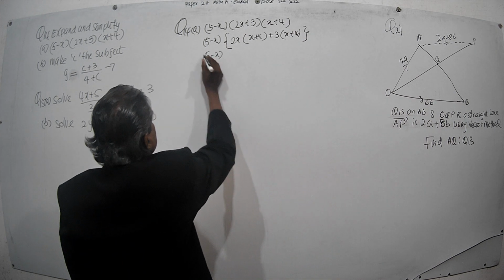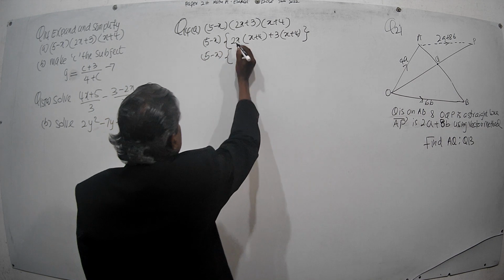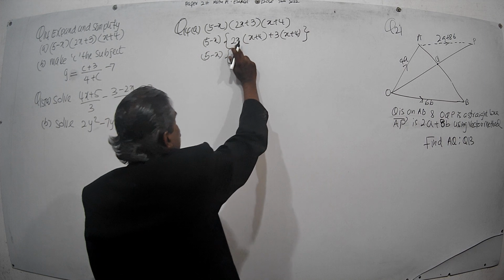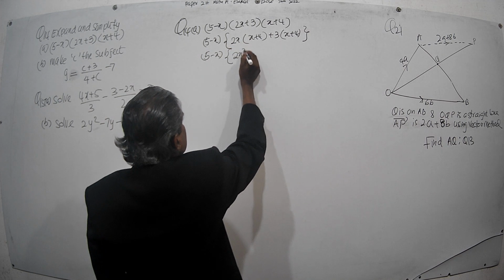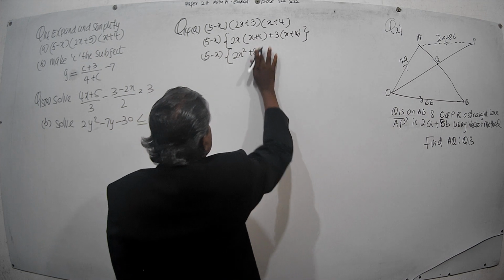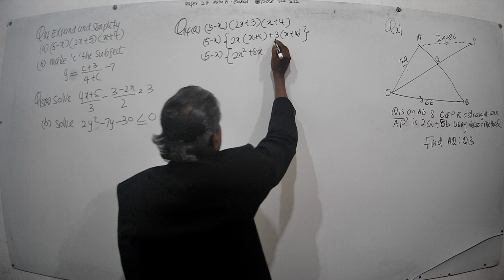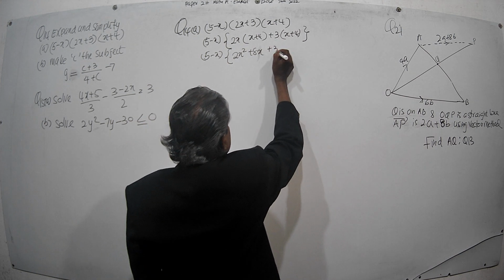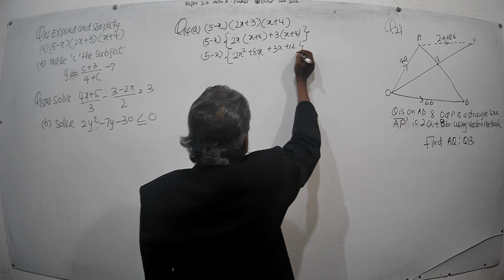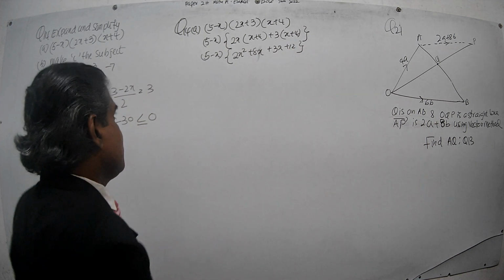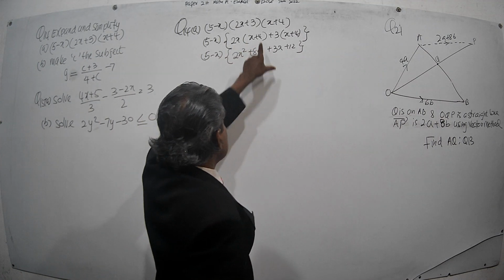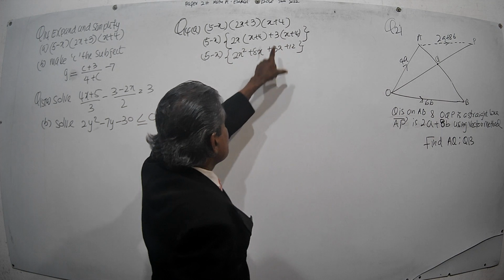5 minus x here comes as it is. Then bracket, then multiply. Alright. Remove brackets by multiplying by this 2x. 2x times x is 2x square. 2x times 4 is 8x. Then 3 times x is 3x. Then 3 times 4 is 12. Like this. Right. We multiply: 2x times x is 2x square, 2x times 4 is 8x, 3 times x is 3x, 3 times 4 is 12.